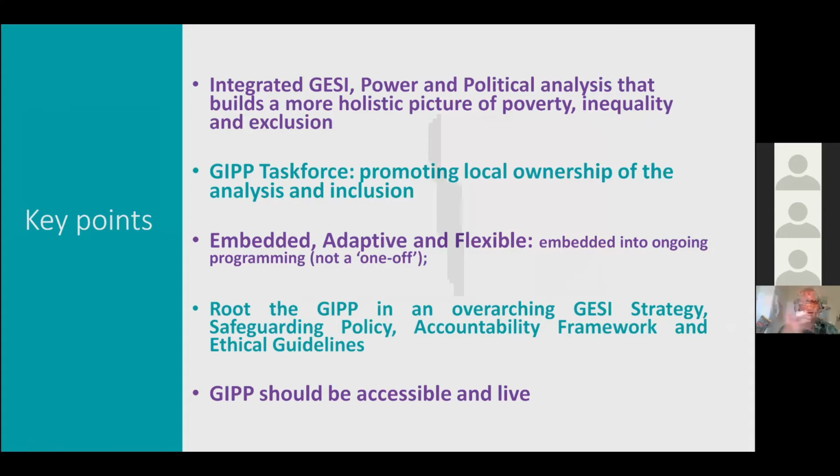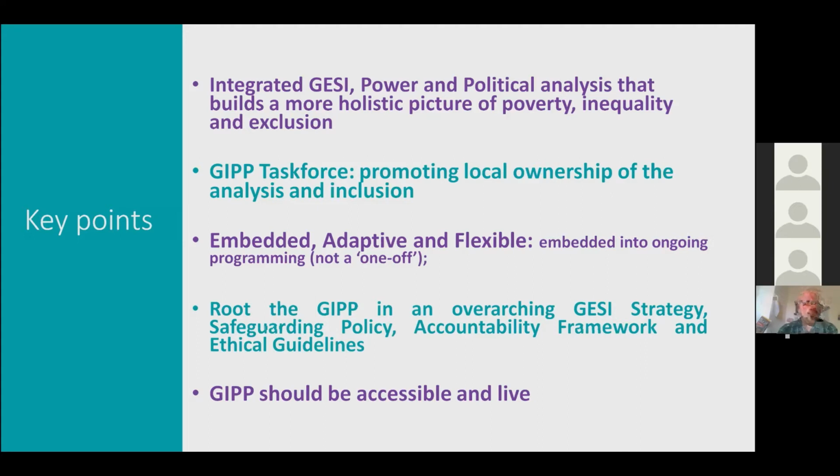Second point, a local task force. So local ownership of the analysis and participation of all the communities, individuals, groups, and other stakeholders is crucial. We really think this should be bottom up, and that's hard, but it's the important principle to establish here, I think.